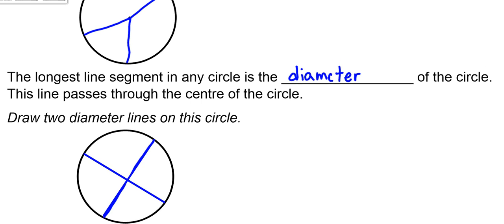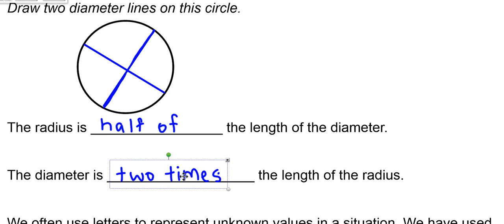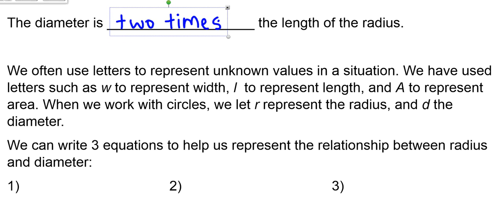Now, when I think about this, my radius is half of the length of the diameter, because my radius is only halfway across my circle, and my diameter is 2 times or double the length of the radius. So we can use that information to create some equations.